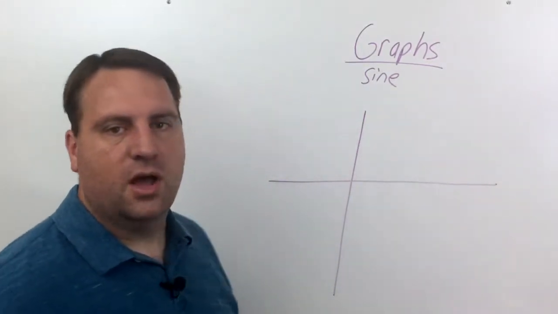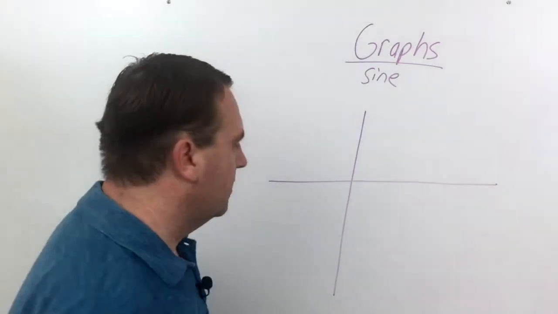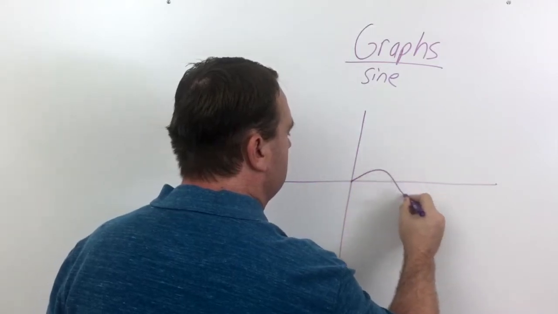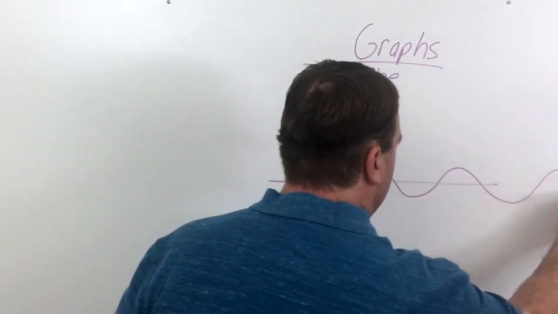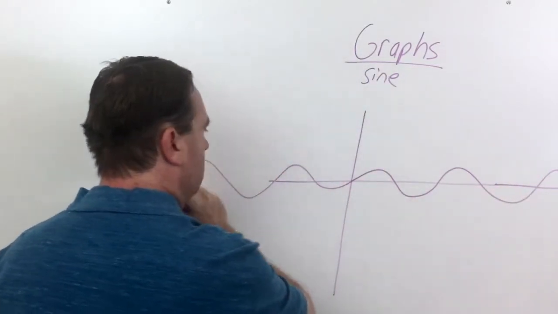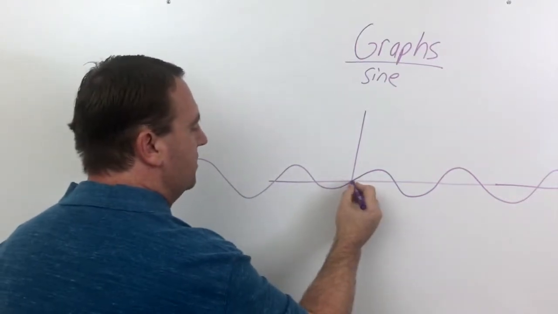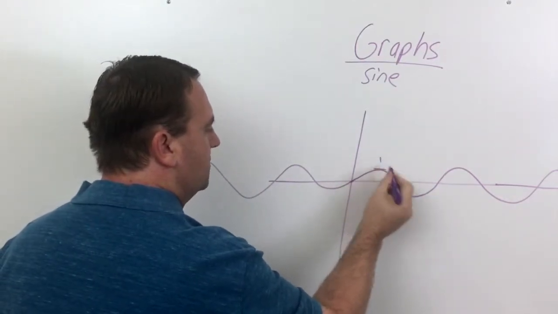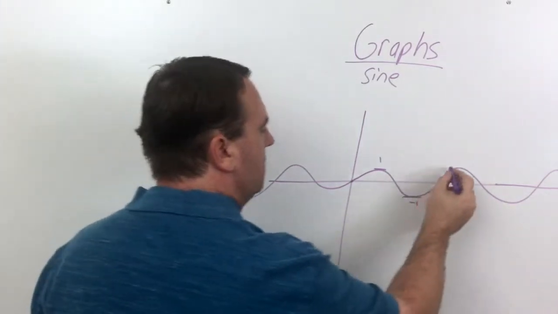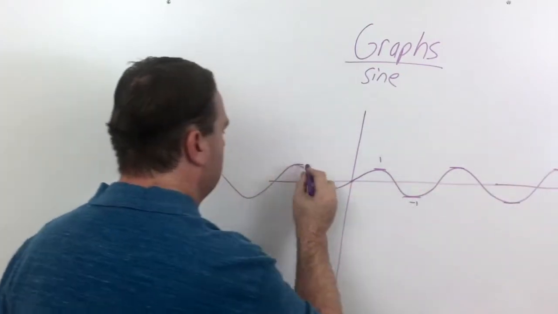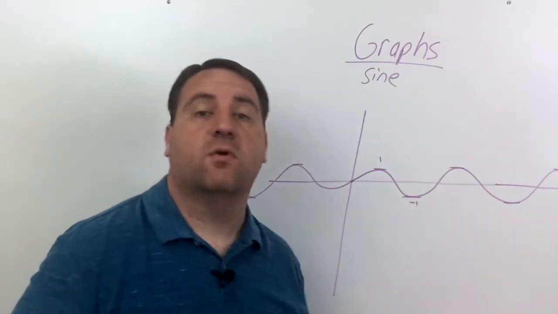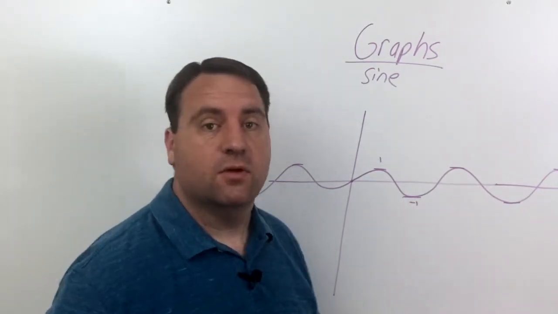Now, if you've done trigonometry, you've dealt with the sine function. Okay, so the sine function looks something like this. And it oscillates, it starts at the origin, and it goes up to 1 and down to -1. And it just does that over and over and over again forever. And it's known as an oscillating function because it's going back and forth and back and forth and back and forth and back and forth.